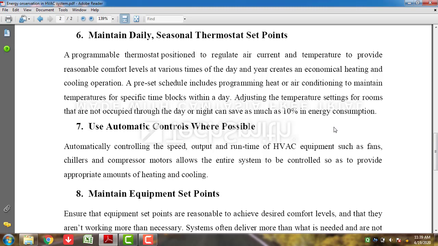Moving to the next point. The sixth point says maintain daily and seasonal thermostat set points. Now what is a thermostat? If you know, that's good. But a thermostat is the temperature level which we set. Whenever we use an air conditioner, we set the temperature at 19 degrees Celsius. That's a very foolish thing. The normal temperature of an air conditioner should be from 25 to 28 degrees Celsius. Whenever we set the temperature to 28 degrees Celsius, it means we are adjusting our thermostat at 28 degrees Celsius.